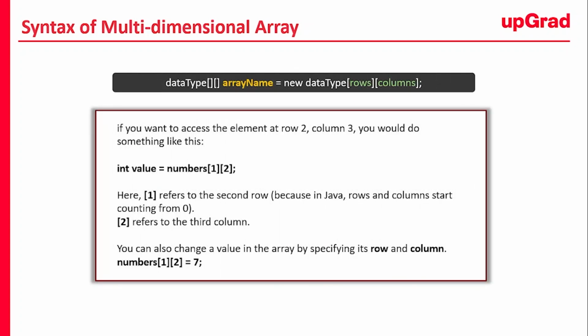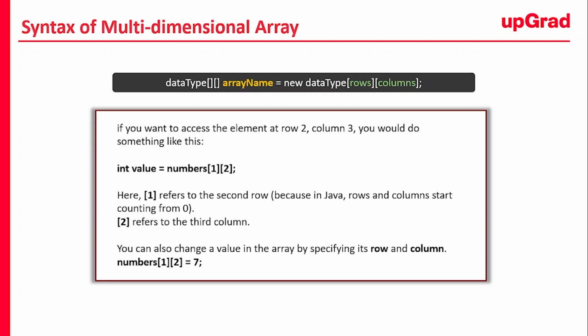Now here 1 refers to the second row, that is because we know that the count starts from 0, 1, 2 in programming. So here the first index refers to the second row, because in Java, rows and columns start counting from 0, that is 0, 1, 2. Similarly, the second index, which is the column, here we have written 2, which refers to the third column, 0, 1, 2. So technically it is the third column.